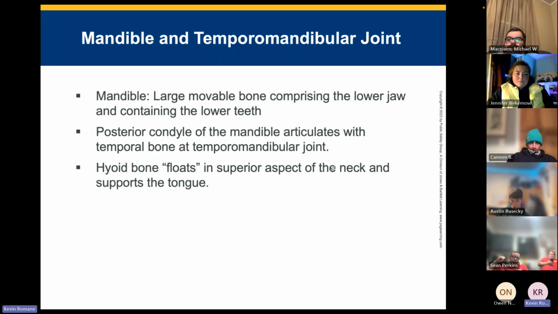The mandible and the temporomandibular joint. The mandible is a large movable bone comprising the lower jaw and containing the lower teeth. The posterior condyle of the mandible articulates with the temporal bone at the temporomandibular joint, which is called TMJ, allowing for movement of the mandible. The hyoid bone supports the tongue, and it is the only bone in the body that is not connected to another bone. It sits in the superior aspect of the neck.